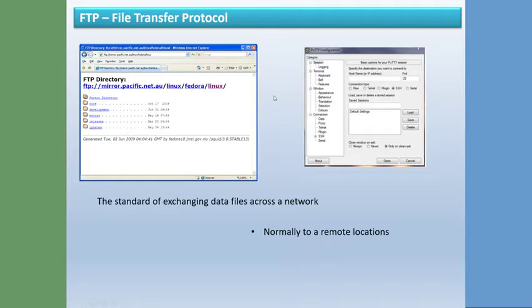FTP, this is used for transferring files. Usually it's used for transferring files up to a web server. So if you've built a website locally on your computer, you then need to put those files somewhere on the internet on a server so that people can access them to load your website. You would use an FTP system, or the File Transfer Protocol, to do that. You would set up your connection between you and the server, and then you start the transfer, and those files will get individually loaded up onto the server.